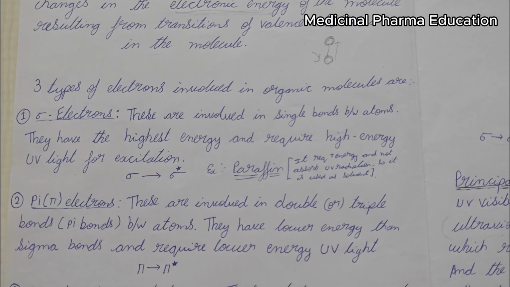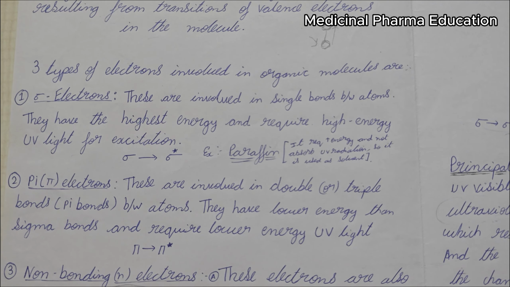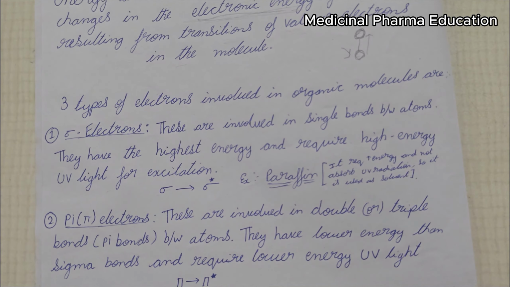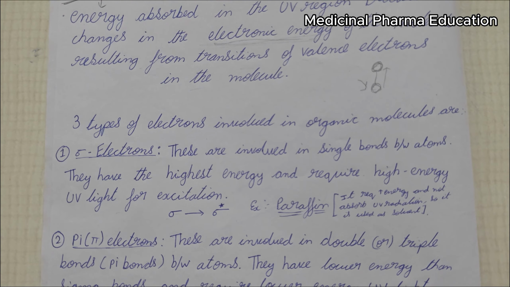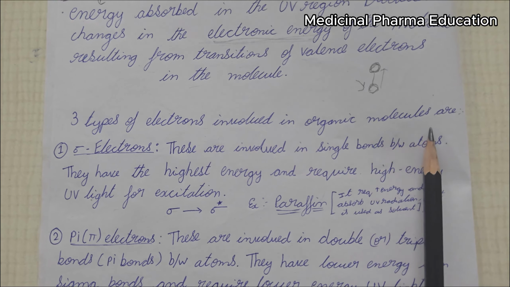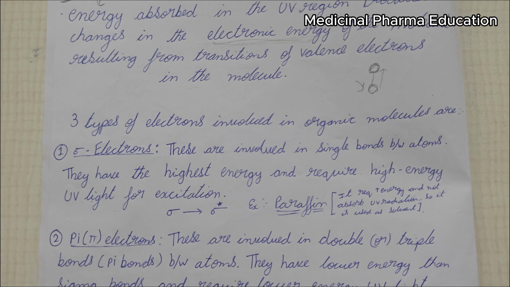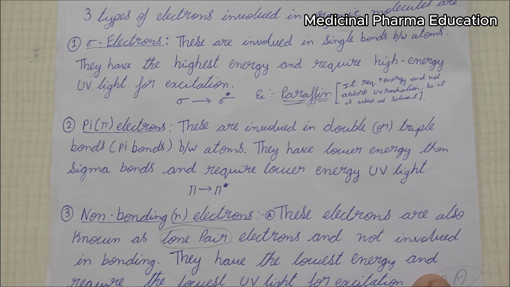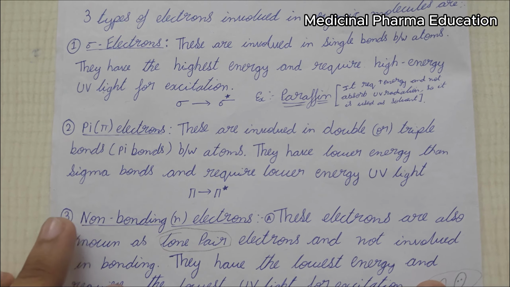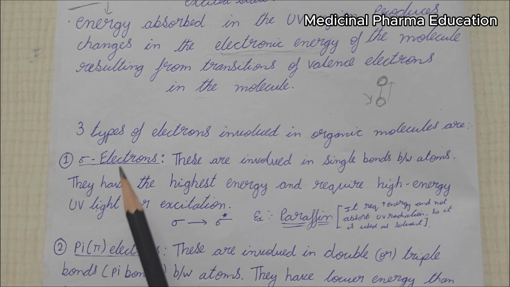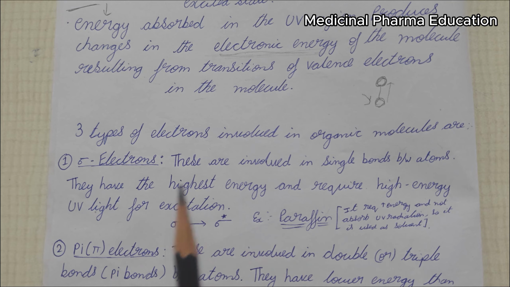Mainly there are three types of electrons involved in organic molecules, right? As we all know, there are pi electrons, sigma electrons, and non-bonding electrons. These are called lone pairs of electrons. Mainly, first we'll go with my favorite, which is sigma bond electrons.